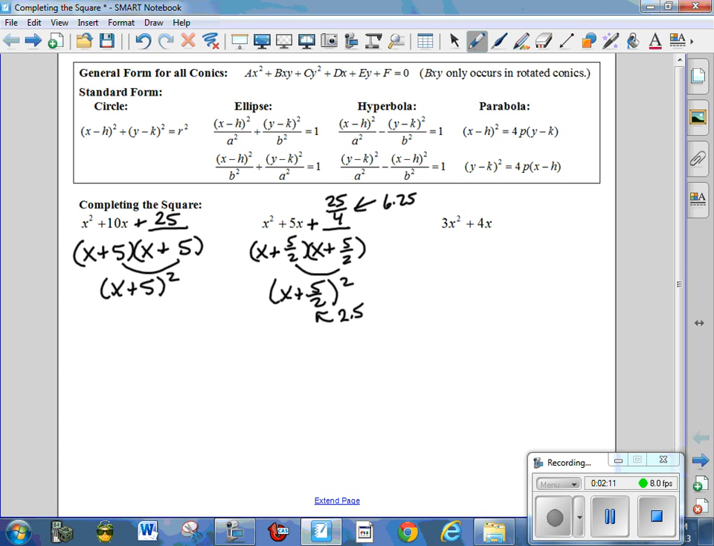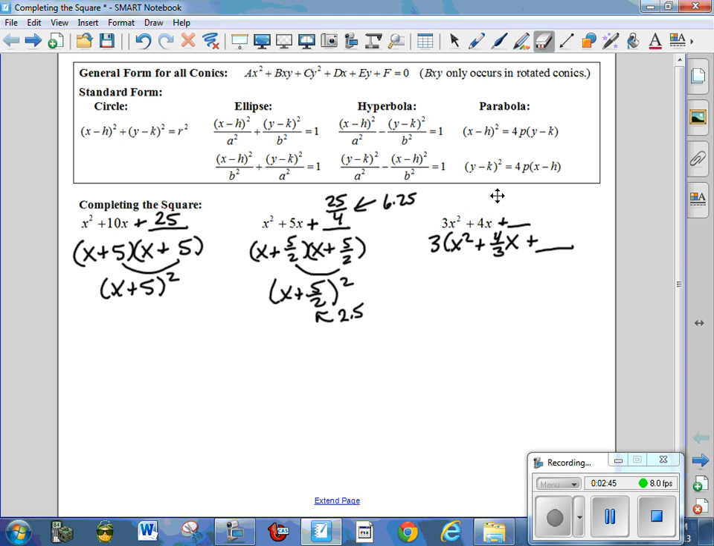The third one is a little different because we don't start out with an x squared, and you can't do the completing the square unless the first term is just a variable squared without a coefficient. So if you see a coefficient, the first step is to factor out the coefficient. And you have to factor it out of both of these terms. So dividing 3x squared by 3 gives me x squared. Dividing 4x by 3 gives me 4/3 x.